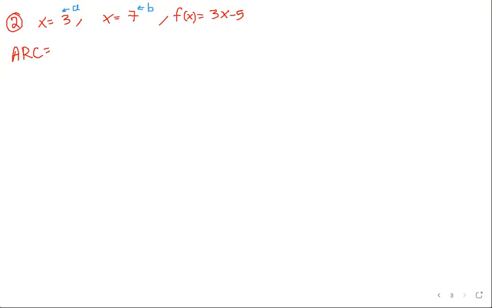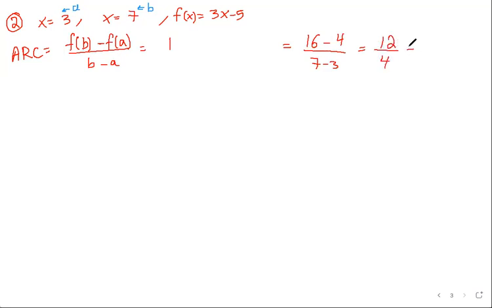Now, plug inside the formula. F of B minus f of A over B minus A. It would be 16 minus 4, over 7 minus 3. What do you give me? You would get 12 over 4, which would be 3. Okay.